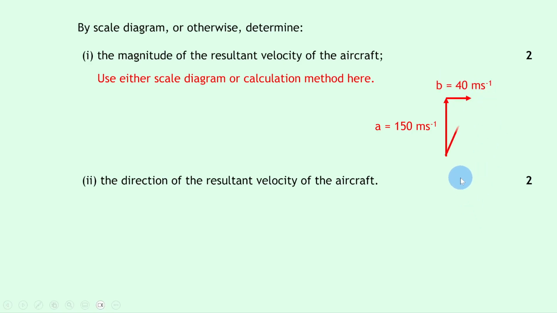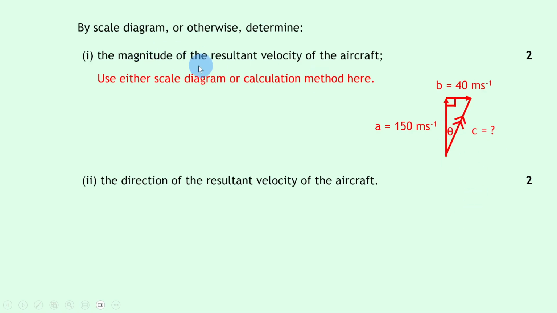We can then draw on our resultant vector, which goes from the start to the finish point, and we can put our double arrow on that to show it's the resultant to make it different from the individual vectors, and we can label that C. We can then show this as a right angle in here and label our angle theta, which is the angle next to the starting point.